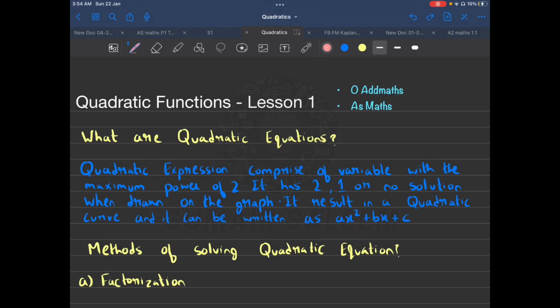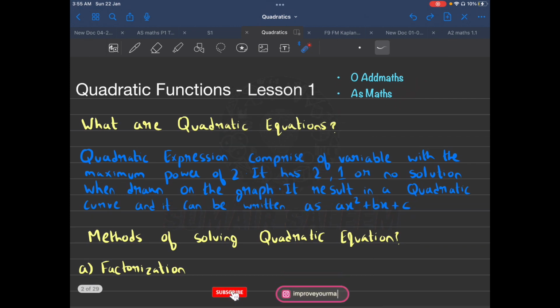Hi guys, in today's lesson, I'm starting a topic that's called quadratic functions, and it is part of O-level Addmath and AS level math. So the first thing you need to know is what are quadratic equations?